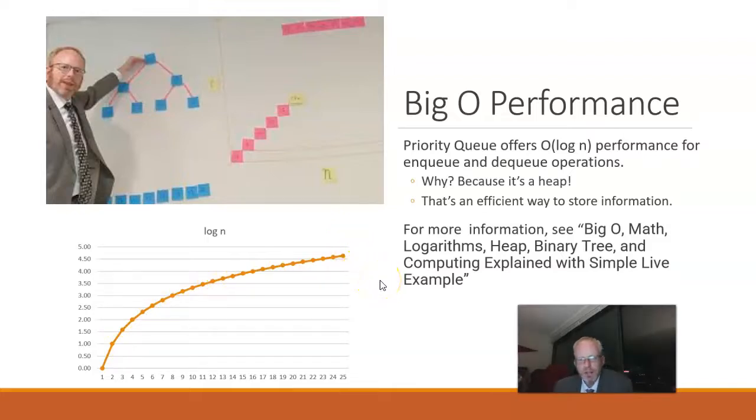Now, that's an interesting phenomenon that's related to something called a heap, or also could be in a binary tree or a sorted tree. The priority queue is a heap implementation. In other words, it's a heap under the covers. And I have a separate video that describes why heaps give us this logarithmic curve. If you're curious, I encourage you to check that out. The video is called Big O Math Logarithms, Heap, Binary Tree, and Computing Explained with Simple Live Example.